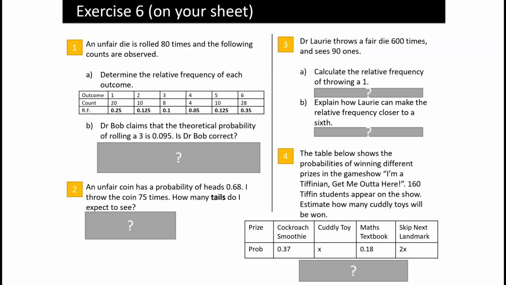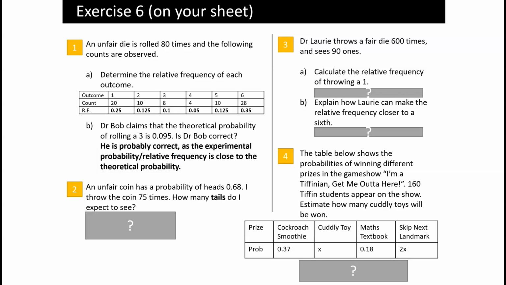Now, Dr. Bob claims that the theoretical probability of rolling a 3 is 0.095. Is Dr. Bob correct? Well, the theoretical probability is basically going to be, well, he's correct. He's close, isn't he? Because he's 0.1 as opposed to 0.05. So actually they're quite close, and that's really what you're trying to get to.